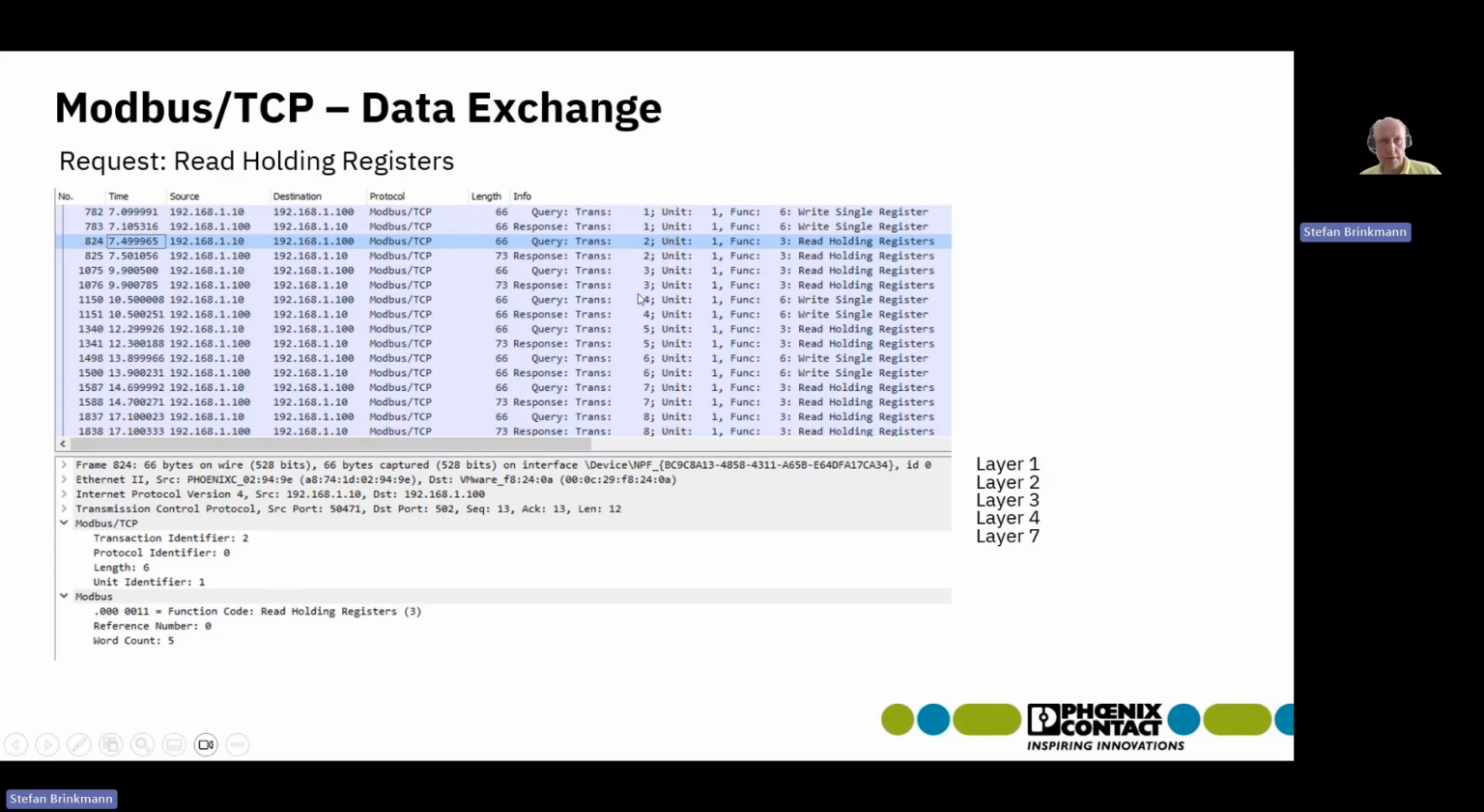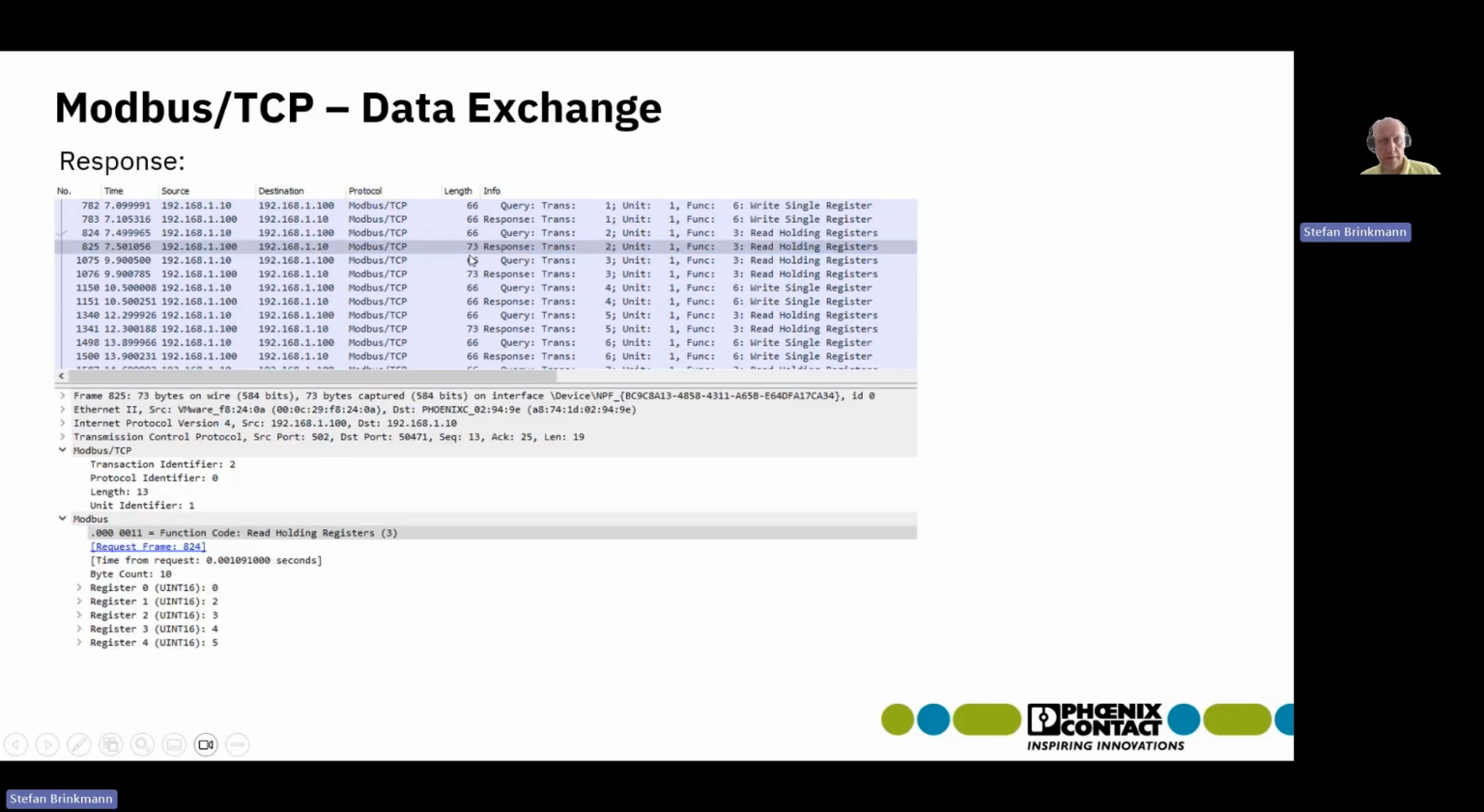And now let's have a look at the response. So this is the query. So let's have a look at the response. And you can see inside the telegram, you see the 5 registers that have been requested, and you see also the data. No encryption, nothing. This is readable for everybody. That's the downside of Modbus.